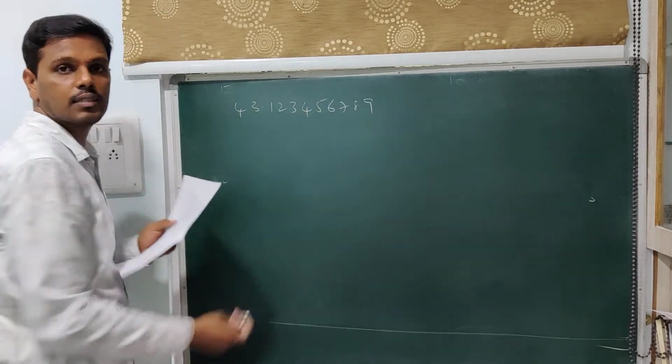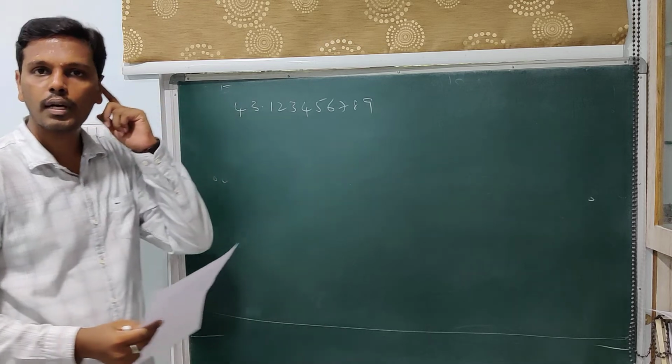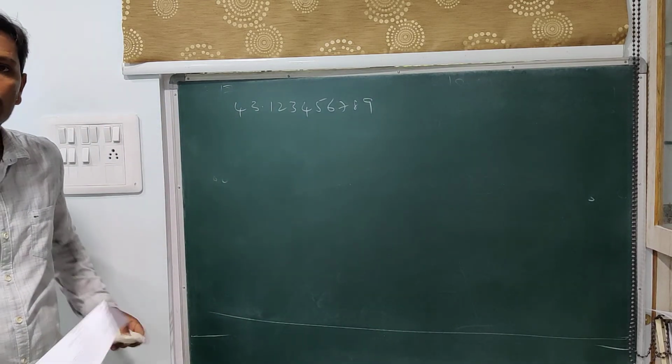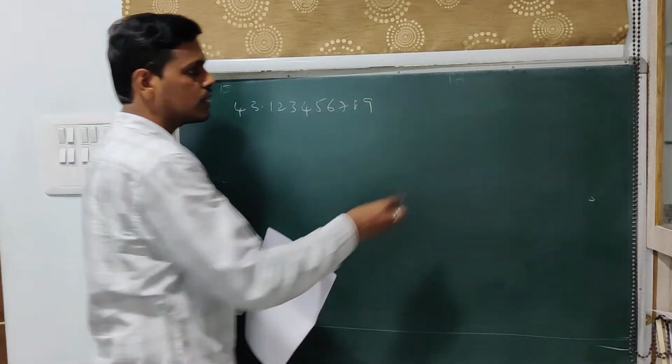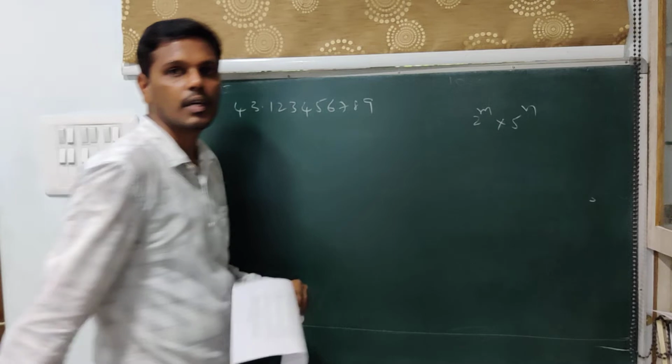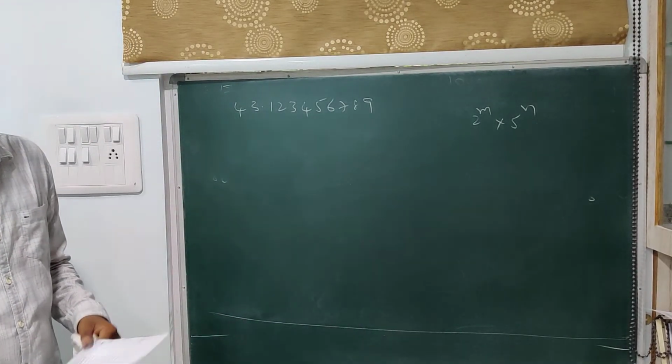43.123456789. Now this is a terminating decimal. So whenever you have a terminating decimal, what can you say about the prime factorization of the denominator? You can say that the prime factorization of the denominator will be of the form 2 power m into 5 power n, where m and n are non-negative integers.